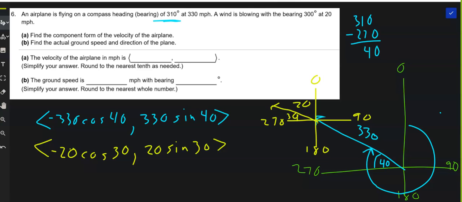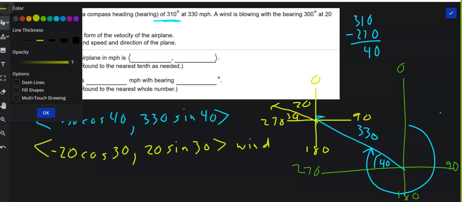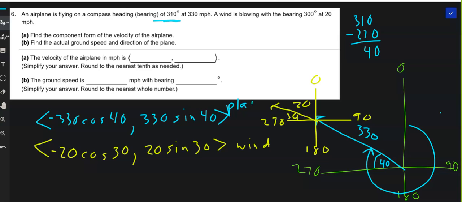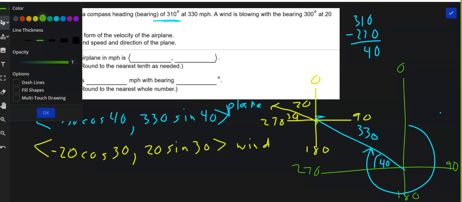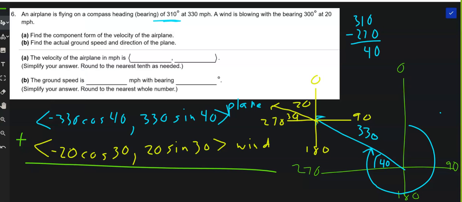So there's your wind. So we got the wind, and we got the plane. It would be really nice if we could add these things together. In other words, we're finding the resultant vector, which is the plane and the wind combined together. This is going to be hard for me to draw because these things are so close together. Negative 330 cosine 40 minus 20 cosine 30. So when I did this, my calculator said that the x component was negative 270.1. We'll just go to the nearest tenth for ease of typing.